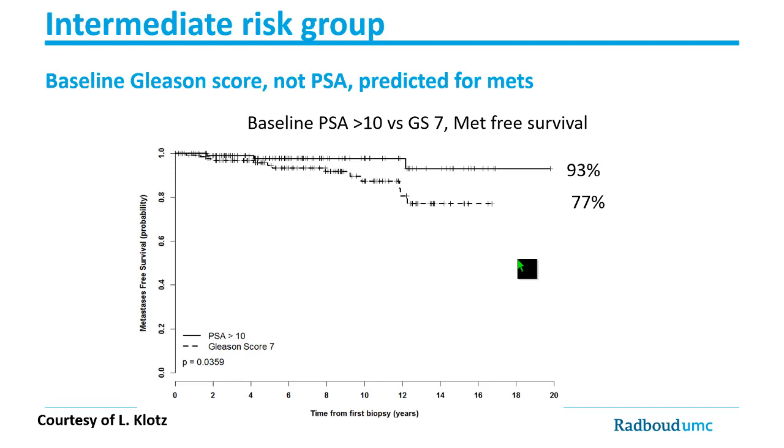If you look more closely at the Gleason 7 cancers and the PSA level above 10, there's a clear distinction in the survival rate. So 93% of the patients who have a PSA above 10 will survive, whereas if you have a Gleason 7, the metastasis-free survival will be 77%. So it's also predictive. We also know that if you have a Gleason 6 cancer, the likelihood that you will have metastasis is almost 0%.